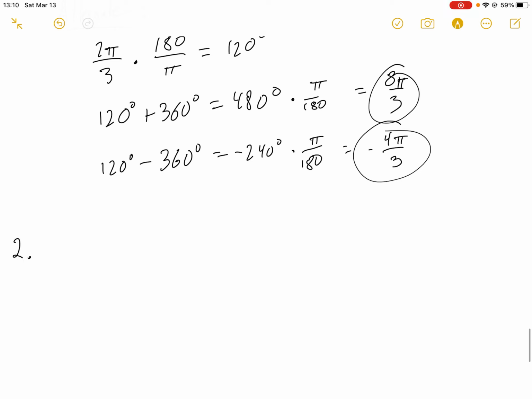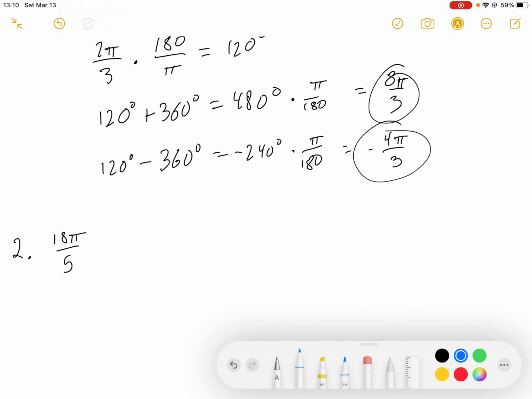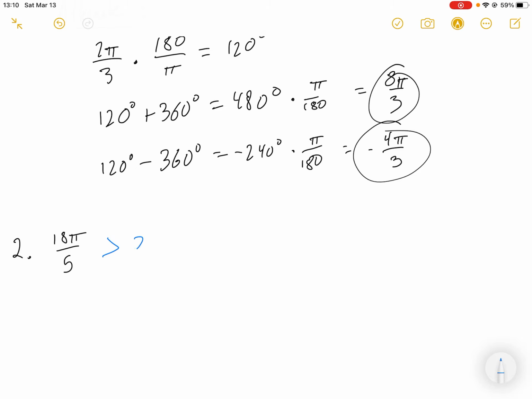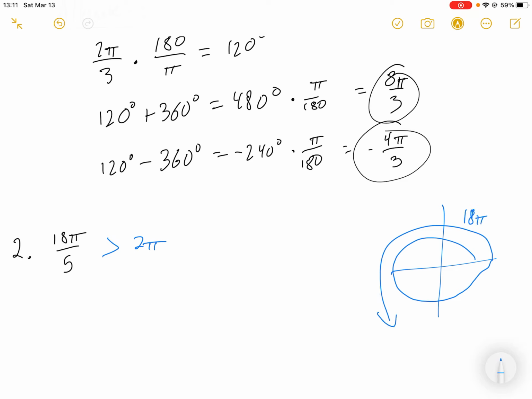Okay, let's try another one. So this time I'm going to do 18 pi over 5. And the reason I want to do this is notice that this number is actually bigger than one full rotation. So I already have an angle that's going around 2 pi and then an extra however many, I think it's 8 over 5. So it's going to end up somewhere over here.